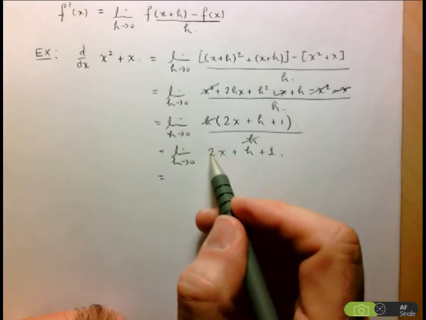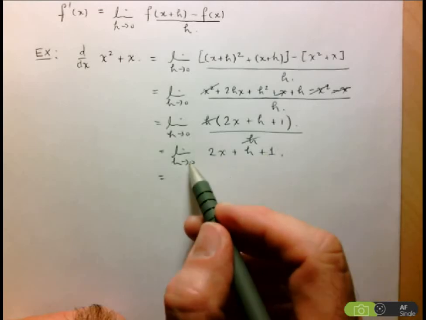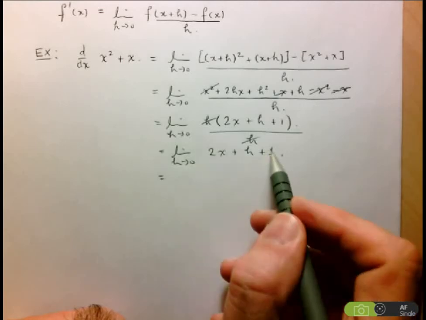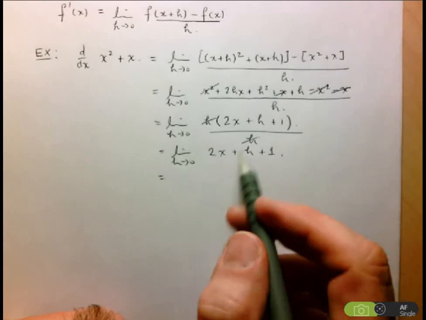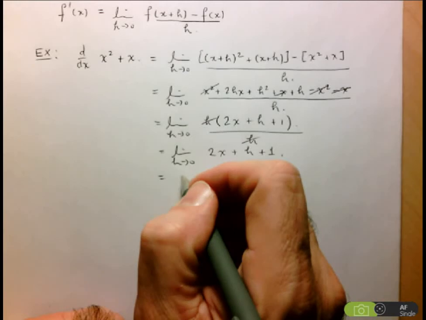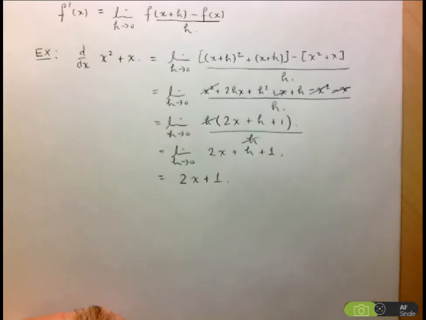Now this term here and this term here do not depend on h, so the fact that h goes to 0 does not affect these two terms, so they act like constants. The limit of a constant is just the number itself, and here this h is approaching 0, so I'm just left with the function 2x plus 1.